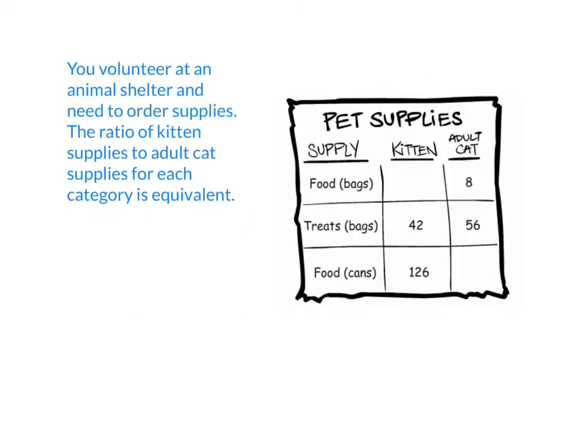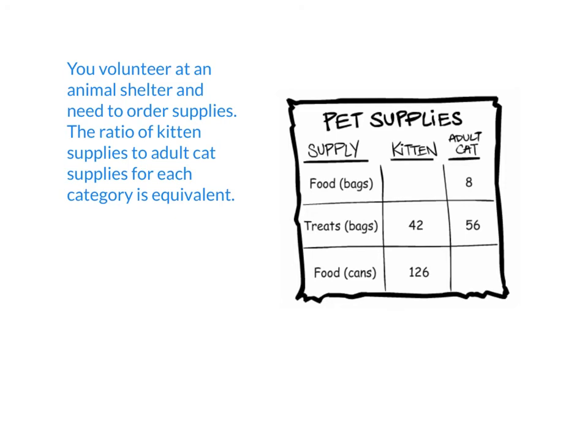Let's look at how we can use equivalent ratios to find real-world quantities or relationships. So this problem says you volunteer at an animal shelter and need to order supplies. The ratio of kitten supplies to adult cat supplies for each category is equivalent. So I have my categories here, and then I have my ratio of kitten to cat. So we're trying to fill in this table. There are 2 quantities that we do not know. I know this one right here.